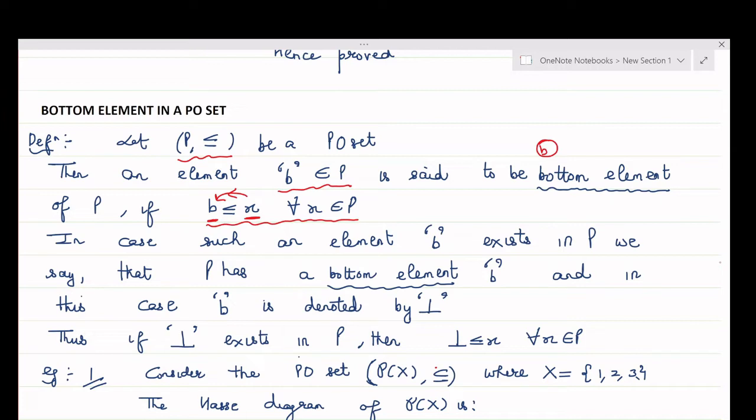In case the given PO set P has a bottom element, then the bottom element is denoted by inverted T. And inverted T, if it is a bottom element, should satisfy this property: inverted T, the bottommost element, should be ≤ X for all X belonging to P, or the bottom element should be smaller than every element of P, or every element X of P should be greater than the bottom element. So let us come to a few examples.